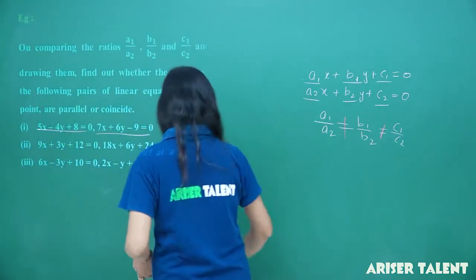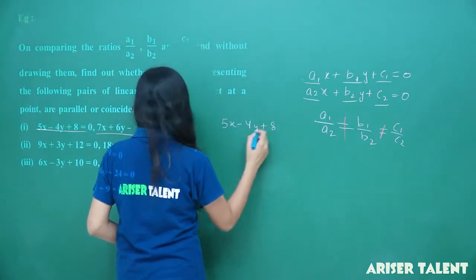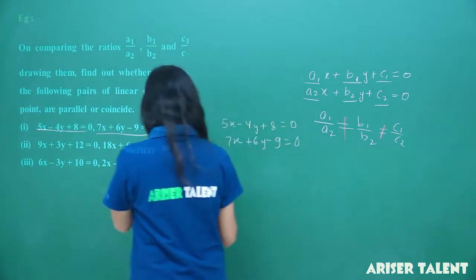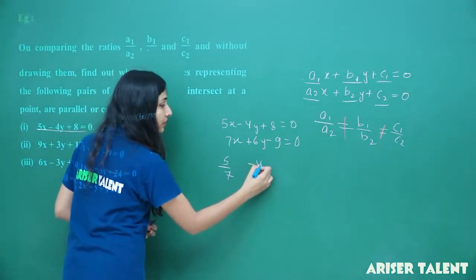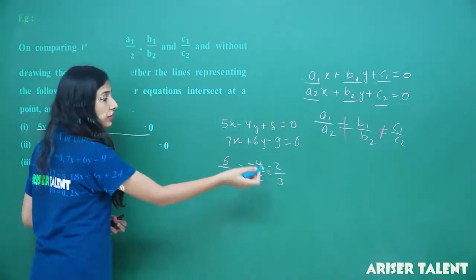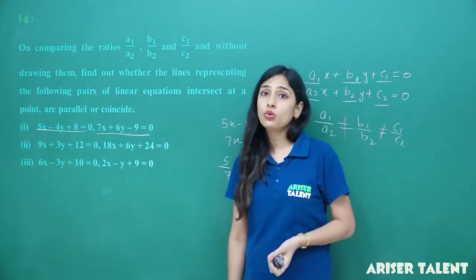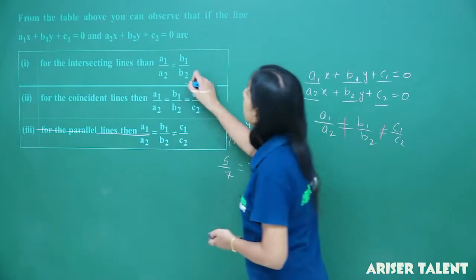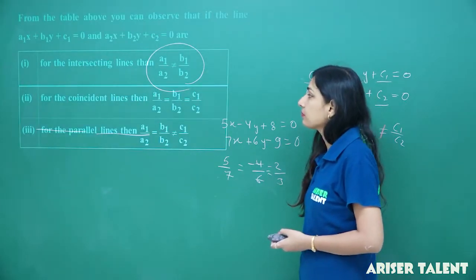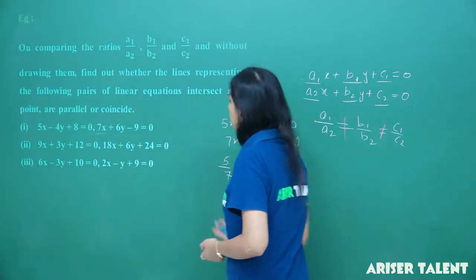Now we have this equation: 5x minus 4y plus 8 equals 0 and 7x plus 6y minus 9 equals 0. Now student, this is 5 by 7, this is minus 4 by 6, that will be minus 2 by 3. So a1 by a2 is not equal to b1 by b2 and is not equal to c1 by c2. These are not equal, so they are simply intersecting lines. So the first one is intersecting.